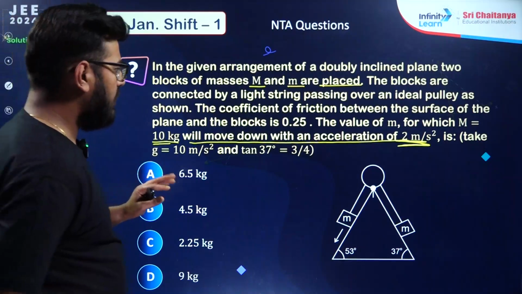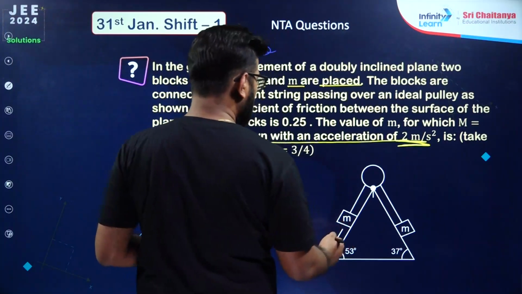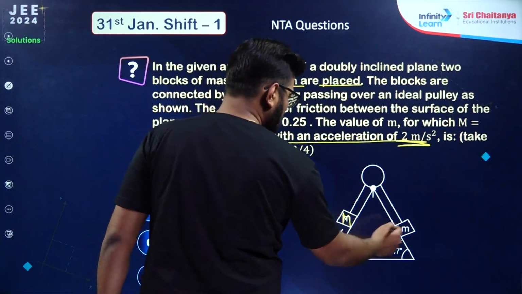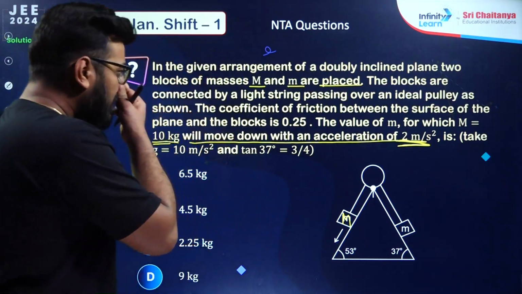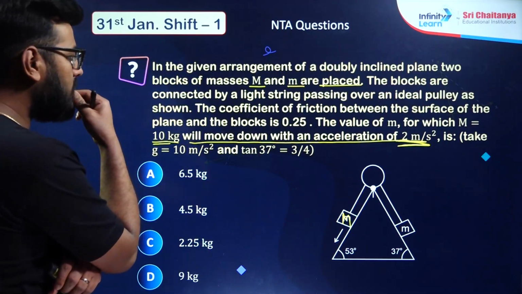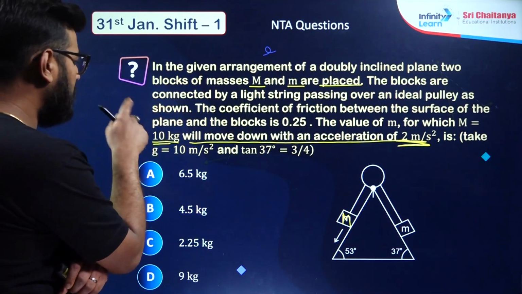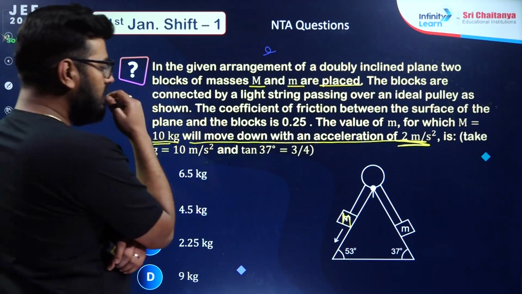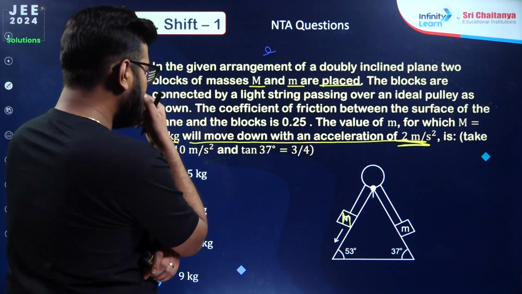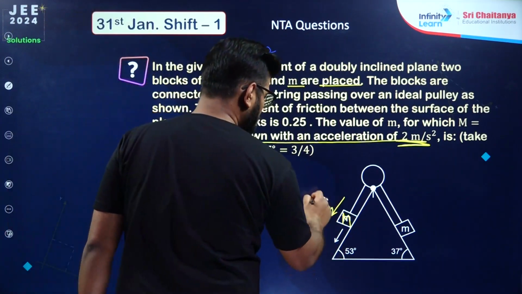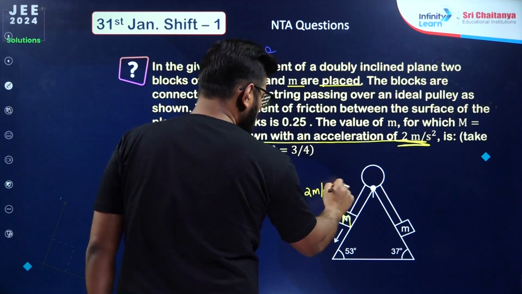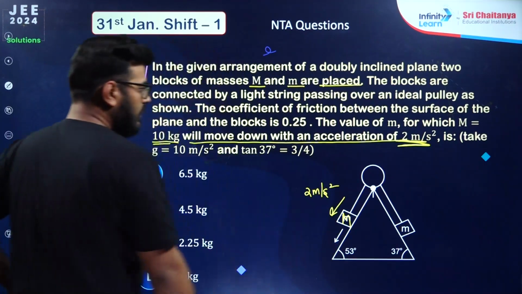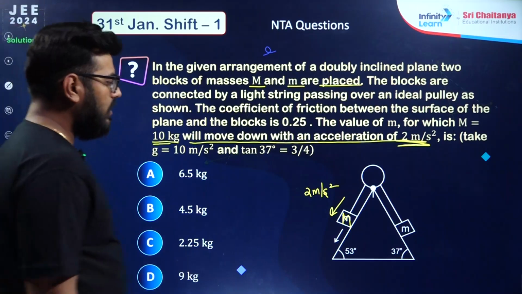So the value of small m, one of them is capital M, one of them is capital M, and another one is small m, okay. Now, the value of small m for which capital M equals 10 kg will move down with an acceleration of 2 meter per second square. Okay, this will move down with 2 meter per second square. So this is capital M moving down with 2 meter per second square. So we need to find out the value of small m.